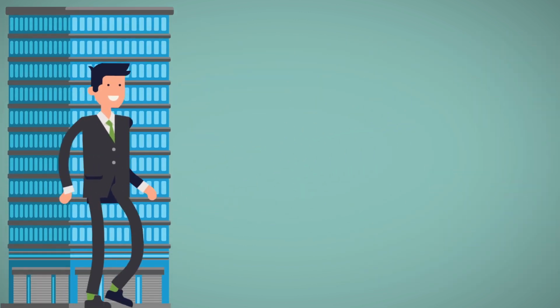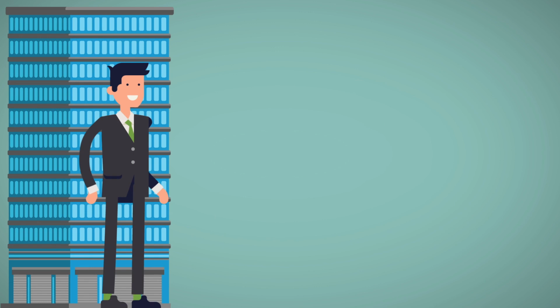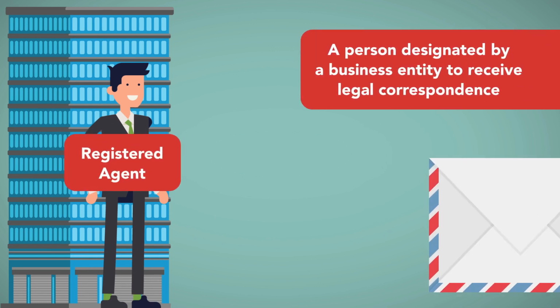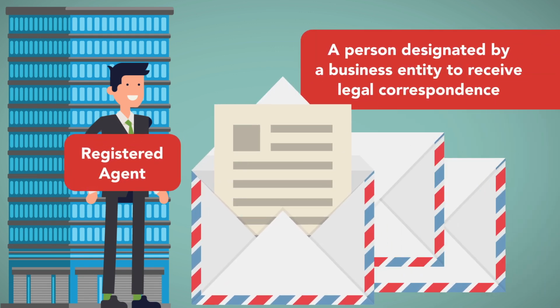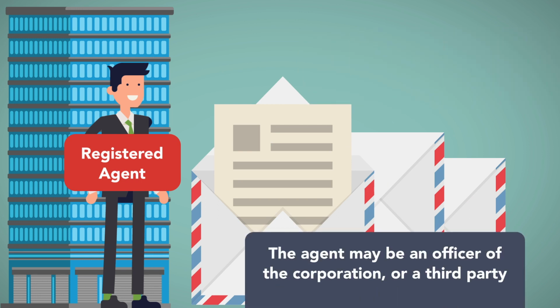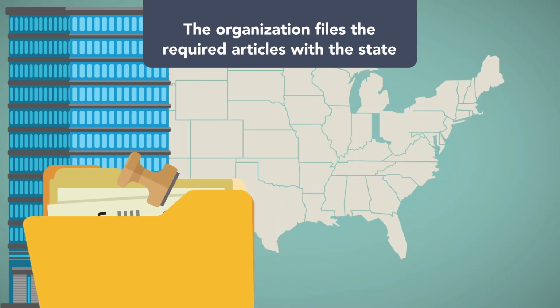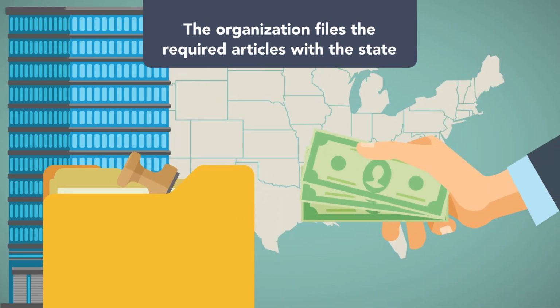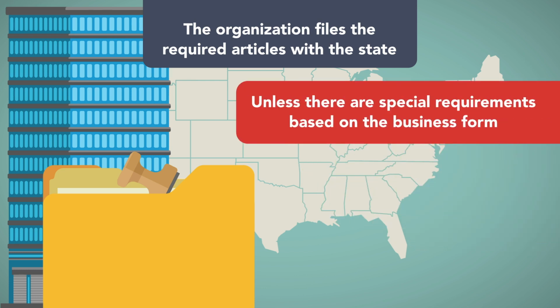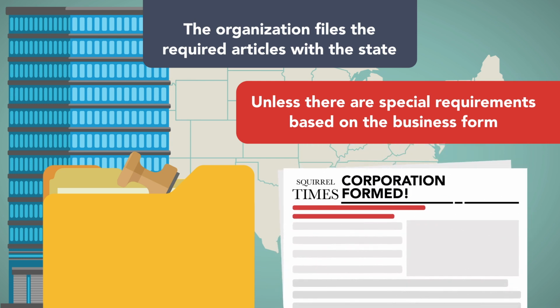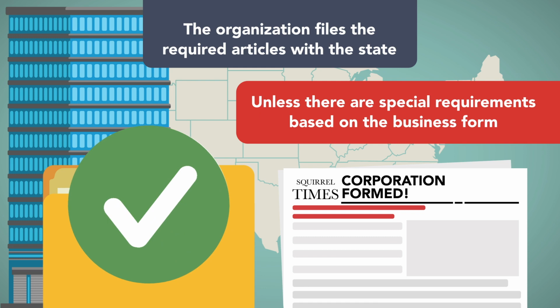An agent for service of process, referred to as a registered agent, is a person designated by a business entity to receive legal correspondence on its behalf. The agent may be an officer of the corporation or a third party. The organization files the required articles with the state, along with the payment of any fees associated with the registration, and, unless there are special requirements based on the business form chosen, such as publication requirements, formation of the organization is complete.